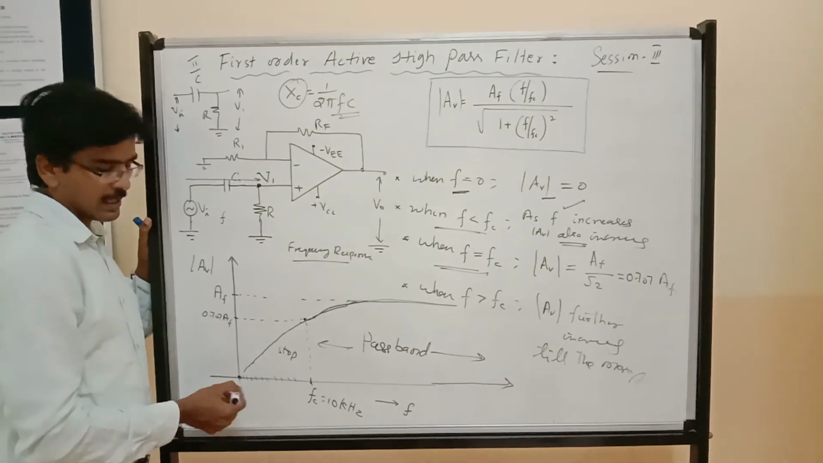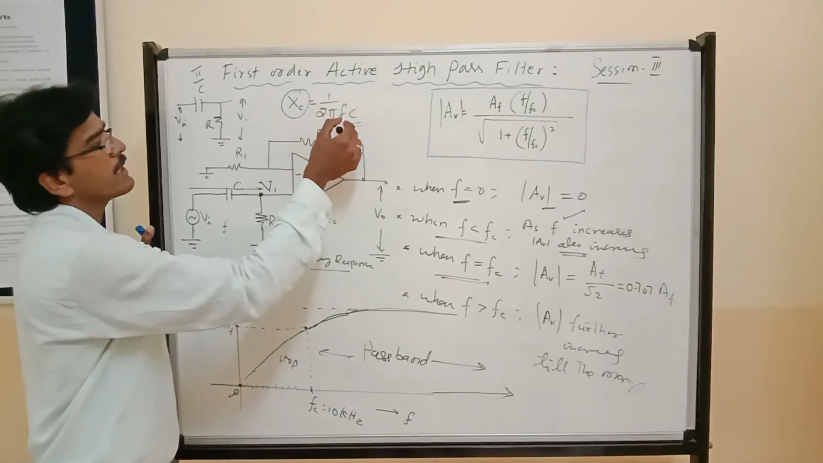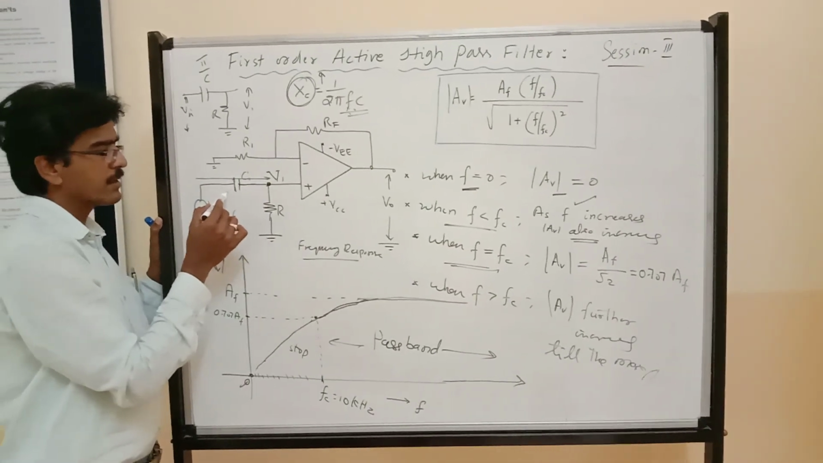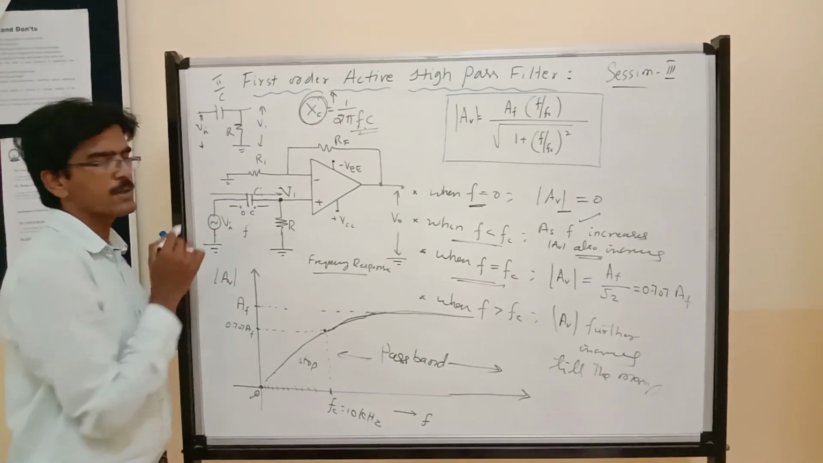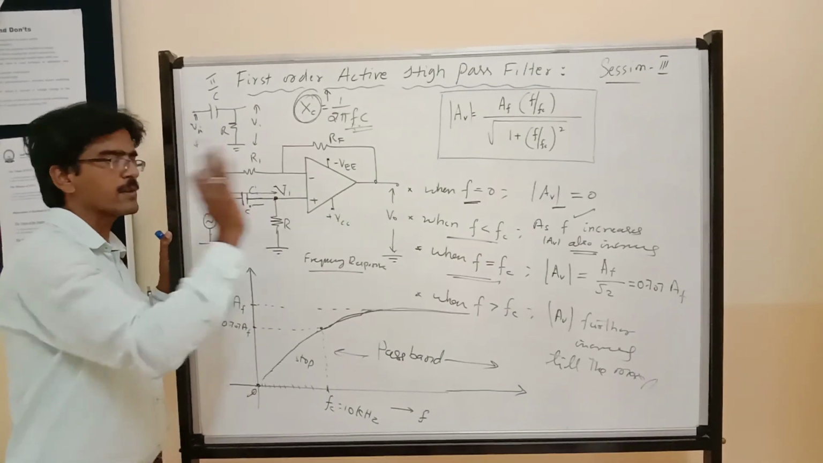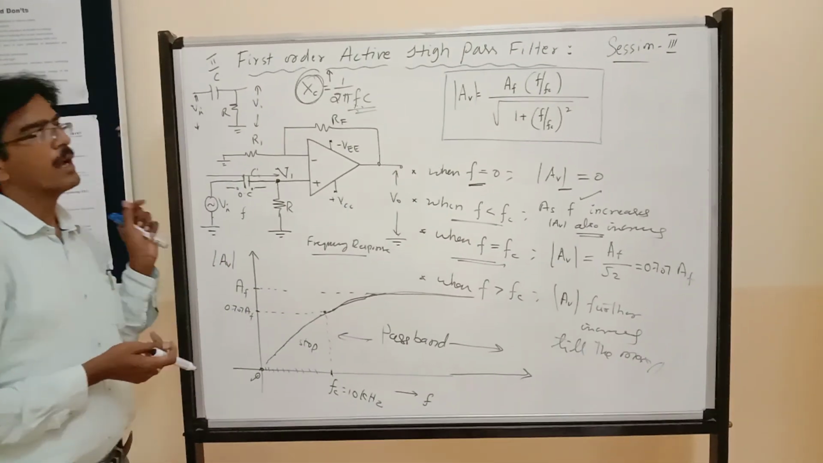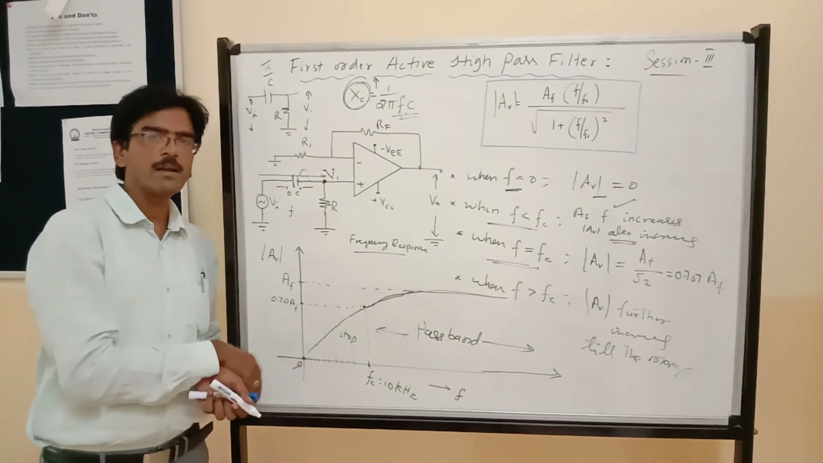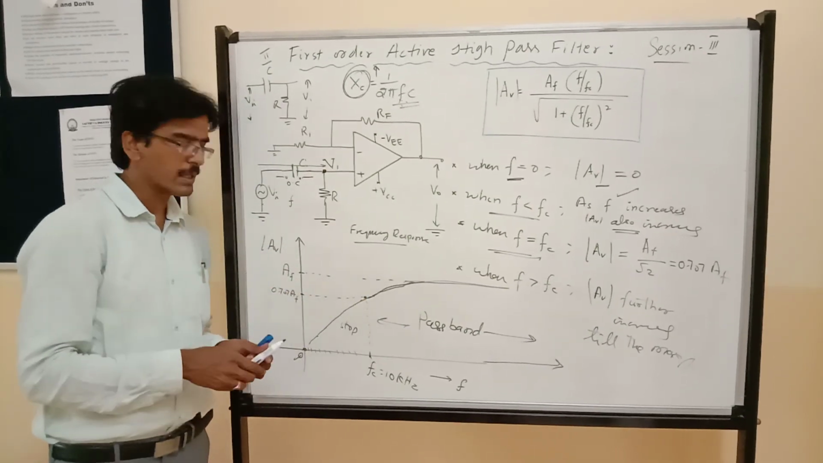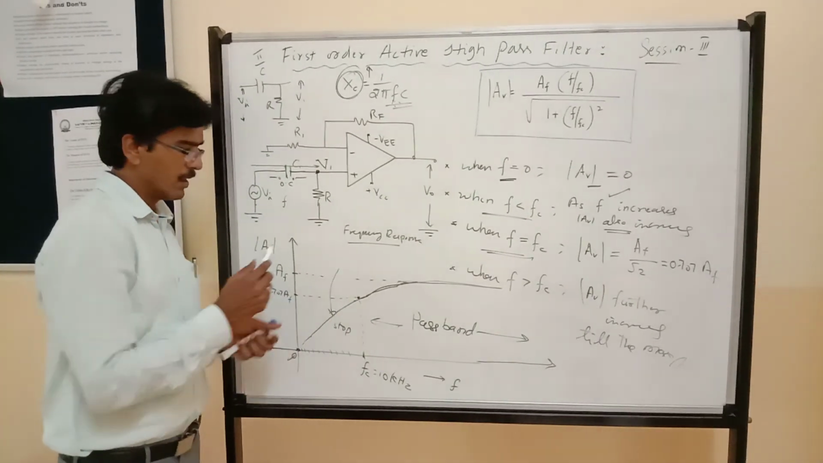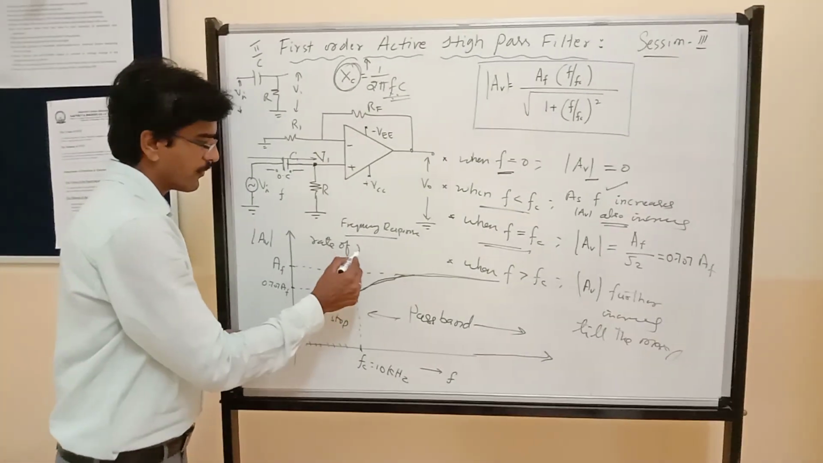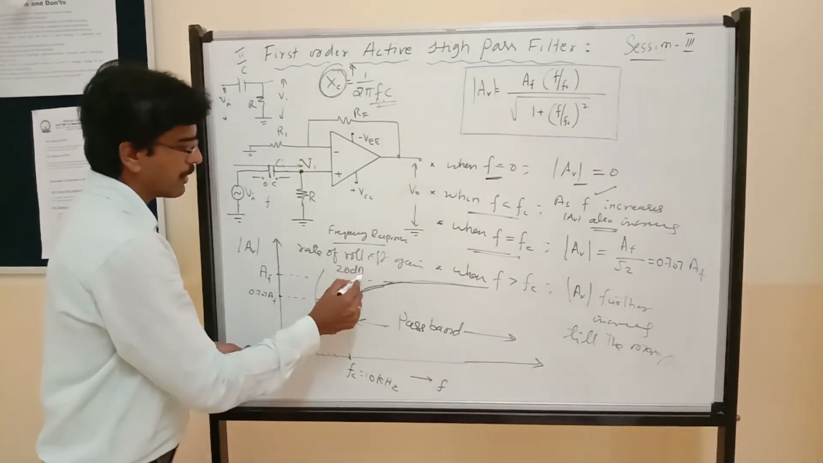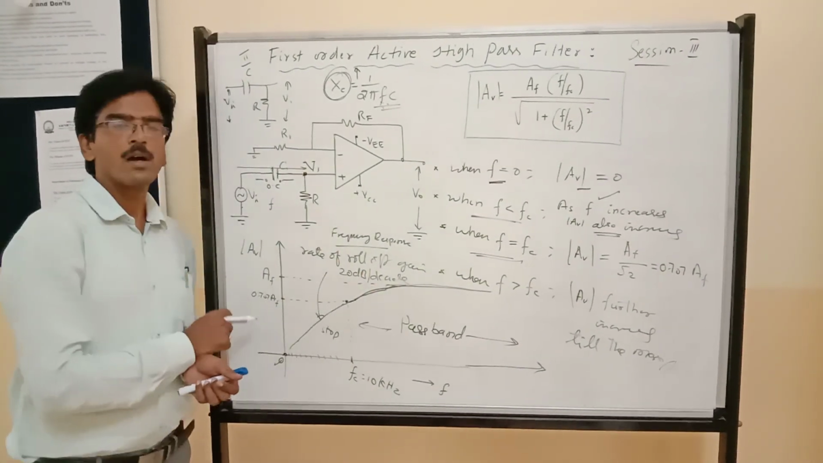For low frequency signals, as the frequency decreases, reactance increases. As reactance increases, it acts as an open circuit. So hence it will not allow low frequency signals to pass through. That is how it acts as a high pass filter, passing all high frequency signals and rejecting or attenuating all low frequency signals. Here also the roll-off rate of gain is 20 dB per decade for a first order filter.